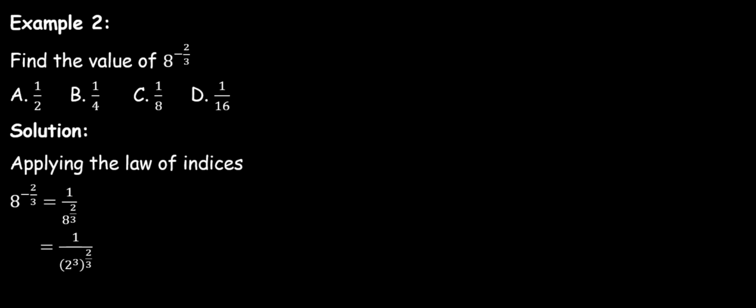So 8 can be expressed as 2 raised to power 3. So open up the bracket there, 2 raised to power 3, then you close the bracket, it's raised to power 2/3. The 3 in the power of 2 will cancel out with the denominator in the power there. So those 3 will cancel out and we will be left with 1 over 2 squared. That is the same as 1/4.